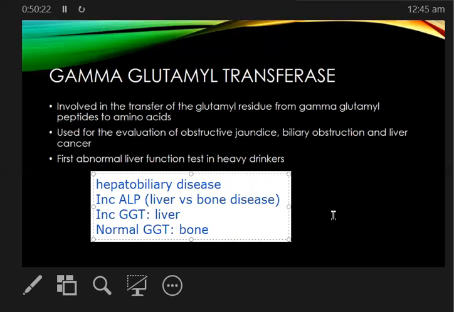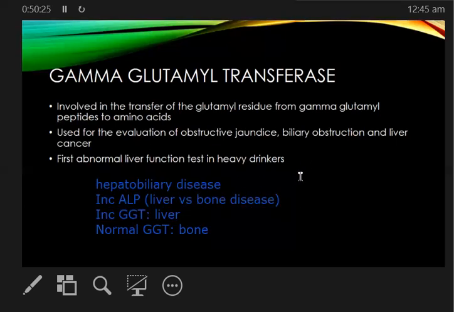Aside from that, a favorite of theirs is GGT. Whenever you see the term alcoholic or alcoholism in the question, it's automatically your GGT. It sounds like gin tea, so that you would be able to remember it.